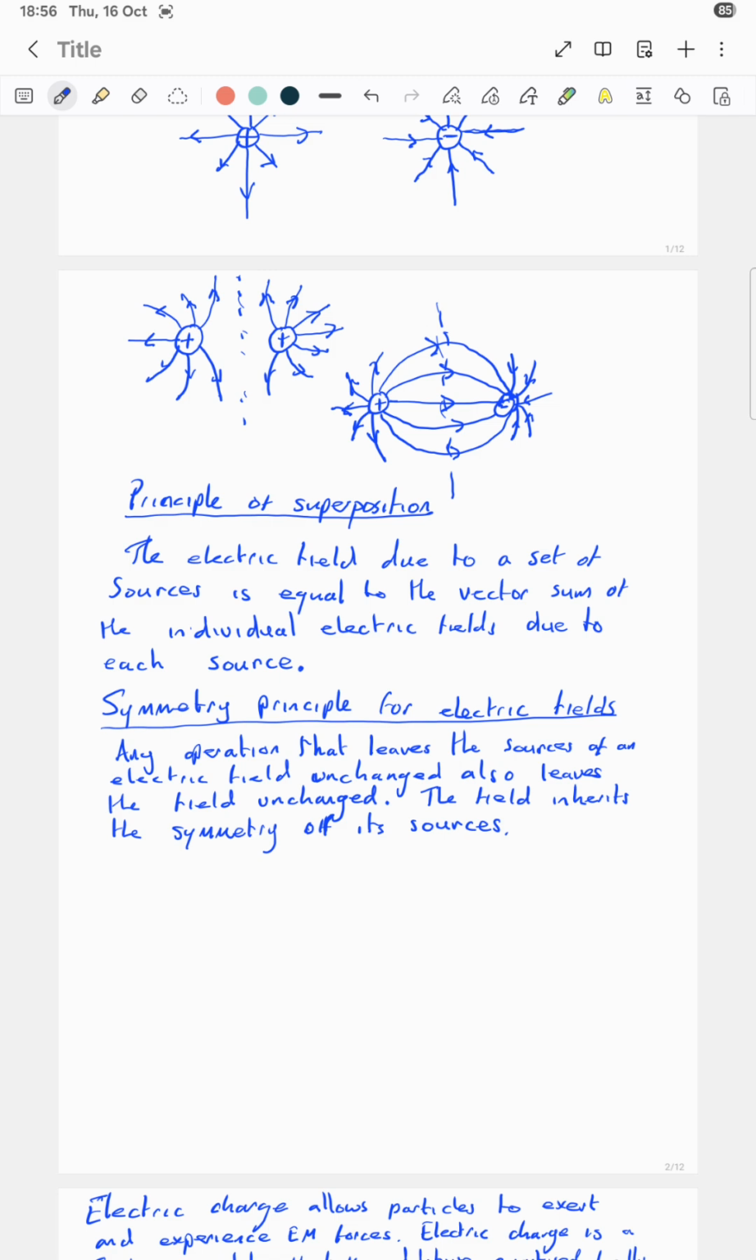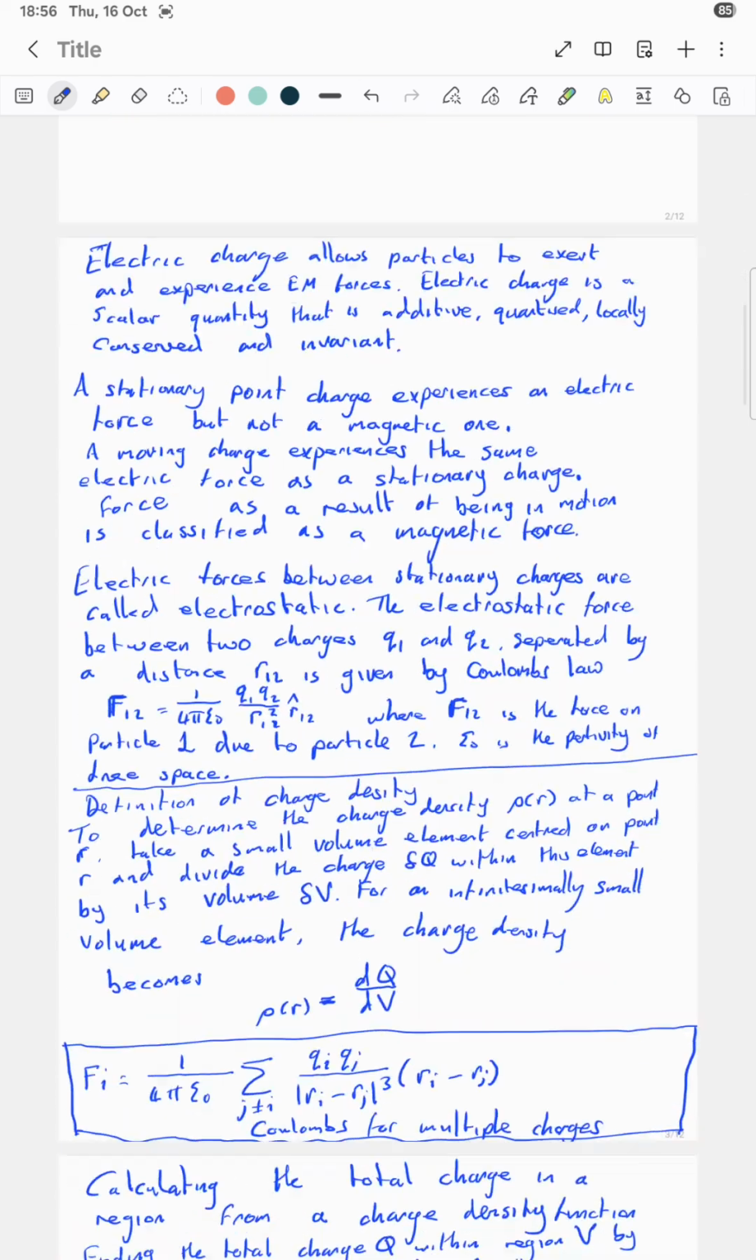Now, the symmetry principle for electric fields. Any operation that leaves the sources of an electric field unchanged also leaves the field unchanged. The field inherits the symmetry of its sources.